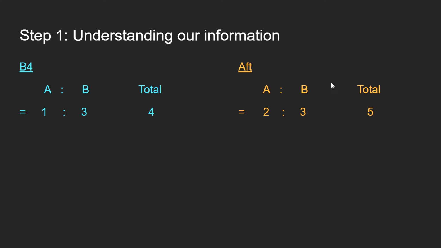So let's understand our information. At first, there is 1:3, and our total is 4. But after it became 2:3, so it's normal because they had some exchange, and their total becomes 5. And since one side remains unchanged, we actually understand that the total here, this number and this number, refer to the same thing. So how do you make it obvious that they refer to the same thing? We make this number the same.